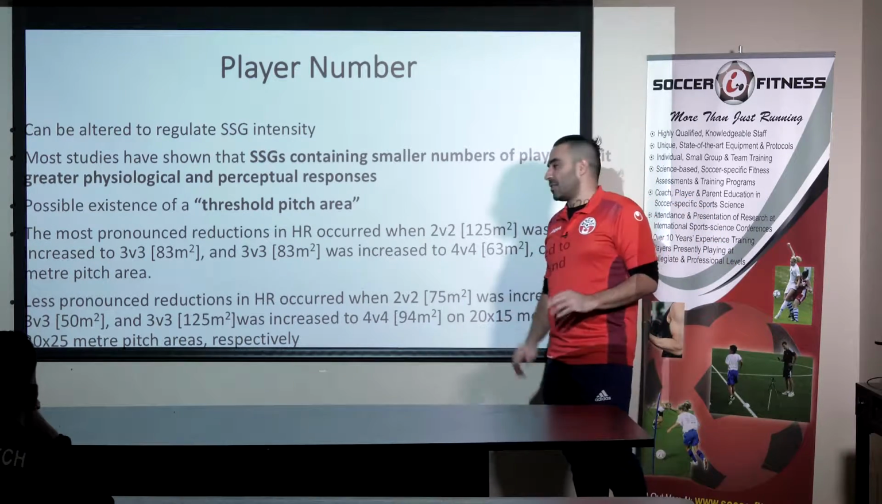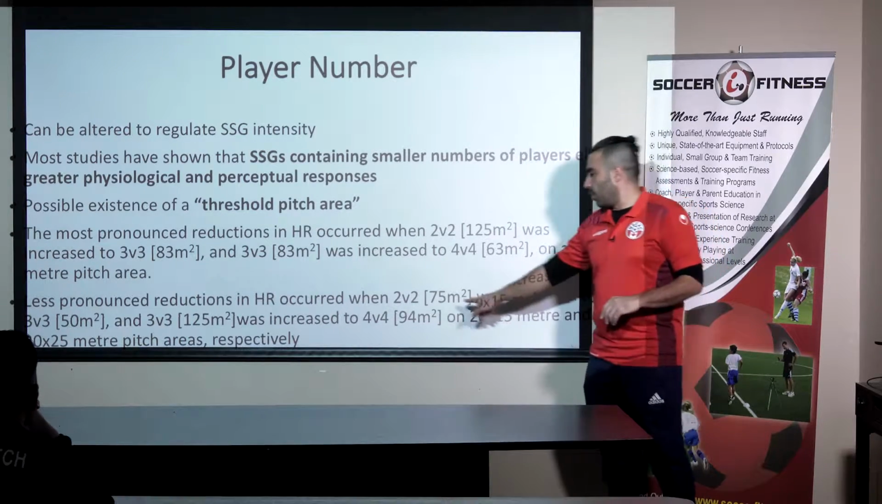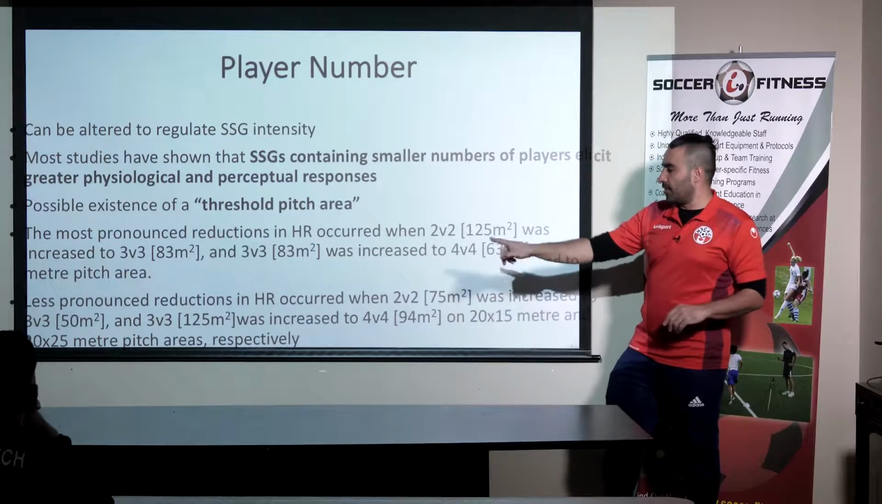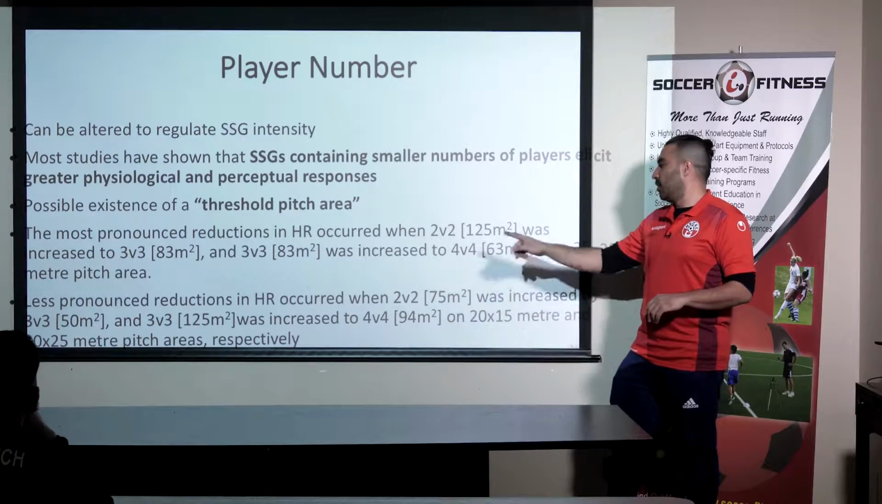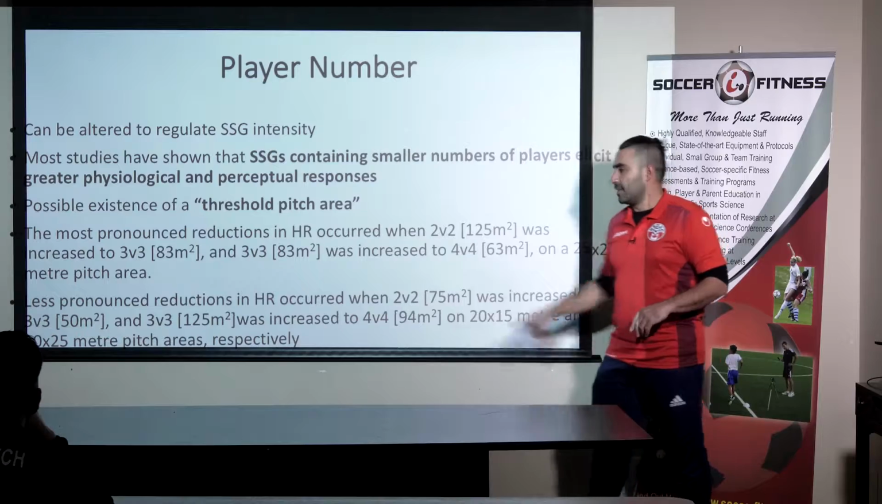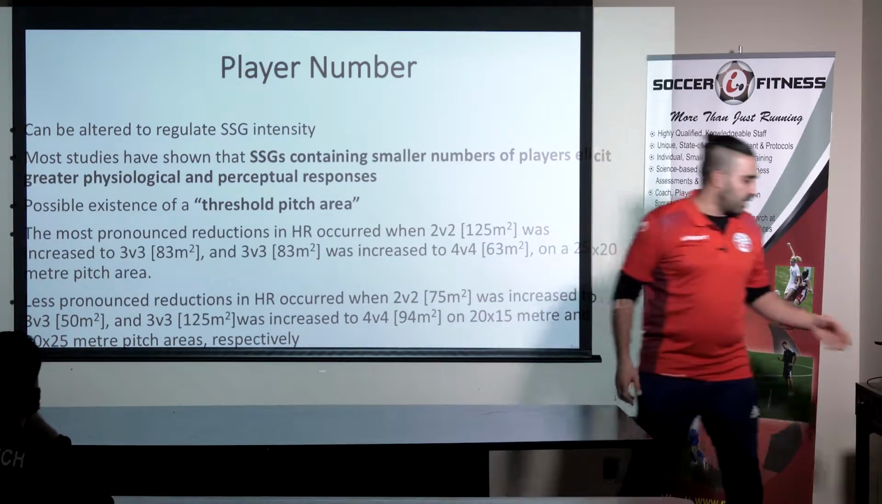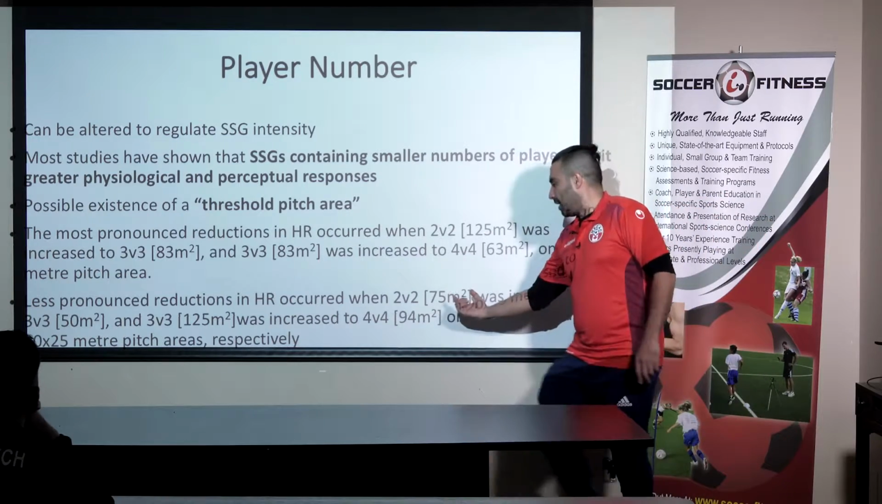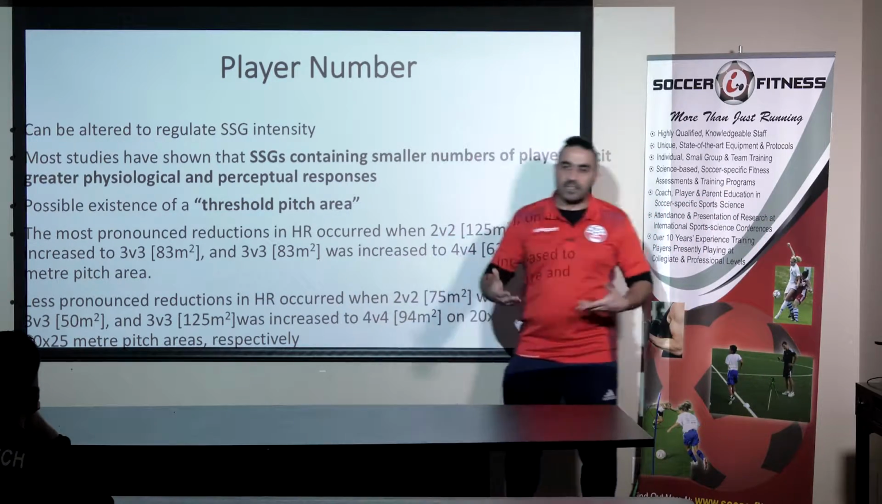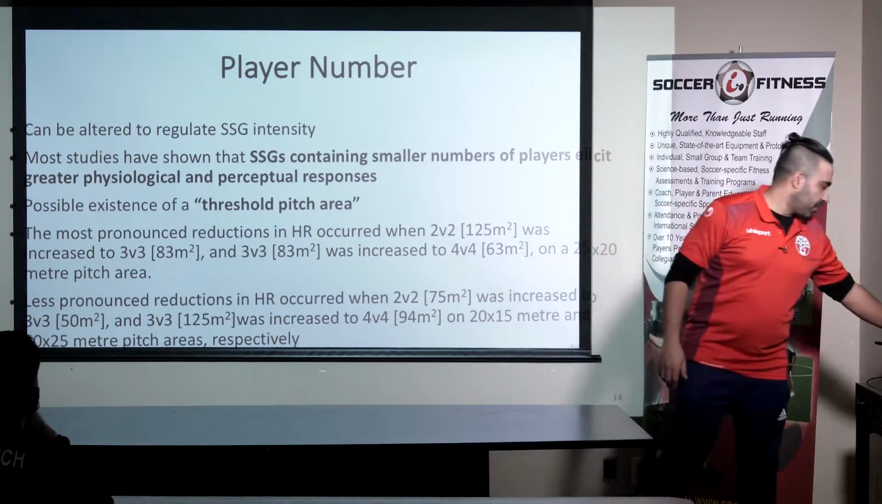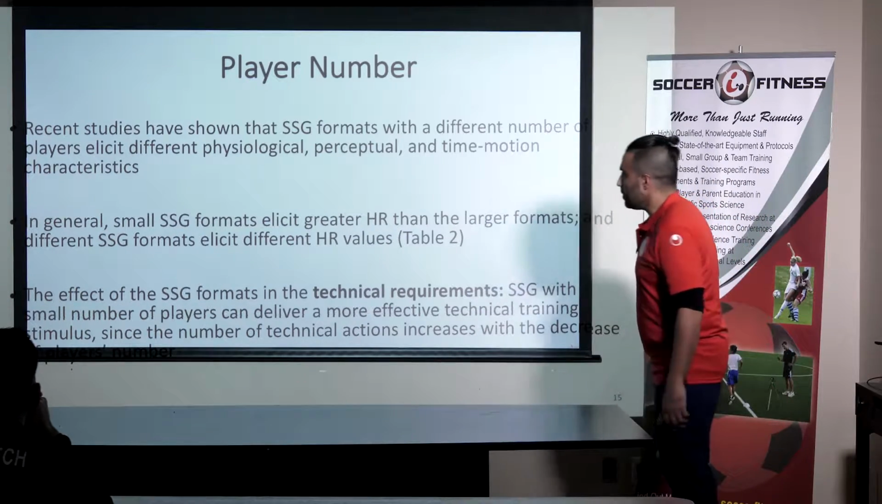Now, a less pronounced heart rate reduction occurs when you go from a 2v2 to a 3v3 and from a 3v3 to a 4v4 in different sized pitches. So now you're essentially maintaining a relatively decent area per player for them to function.